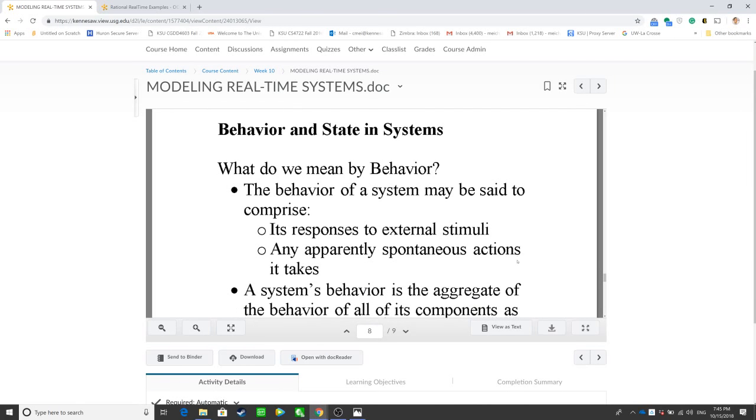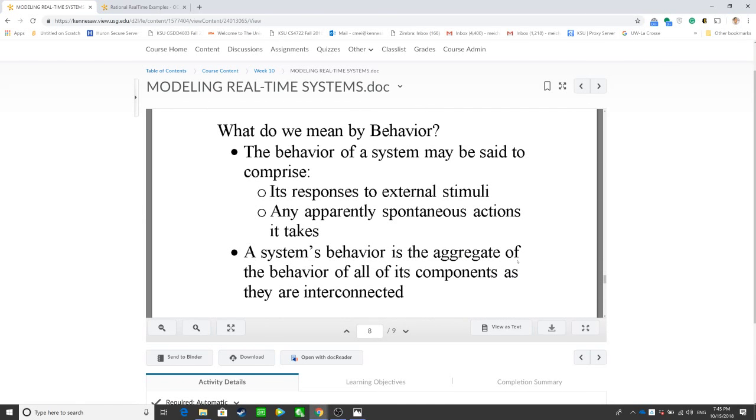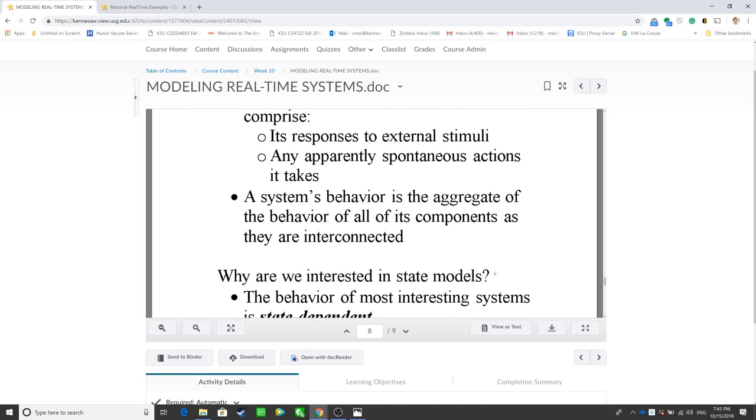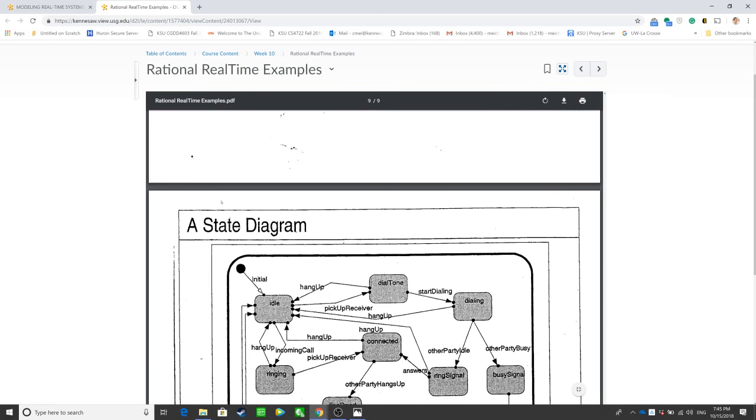And behavior and state in systems. What do you mean by behavior? The behavior of a system may be said to comprise its response to external stimuli and the apparently spontaneous actions it takes. So it's just the actions it takes in reaction to an event. That's how we define behavior. Don't get confused by all this. A lot of definitions here, easy to get confused. But the important thing is to understand this diagram.